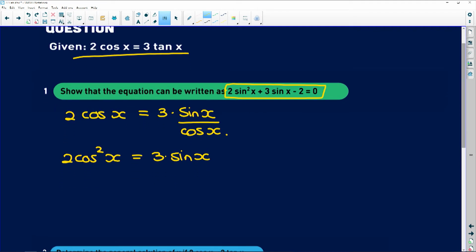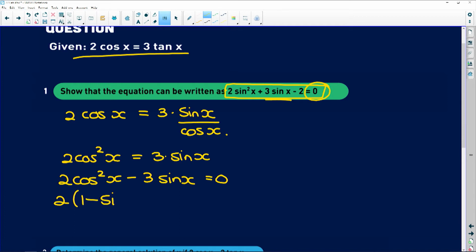Now, they give you a hint. We need to show that something is equal to 0. So we need to get things to the other side. So if I subtract 3 sine of x from both sides, I get it equal to 0. Now, what is missing from what we're trying to get it to? We've got our 3 sine of x. We need to try and get everything else in terms of sine of x. Cos squared of x, guys. Remember, cos squared plus sine squared is 1. So cos squared is equal to 1 minus sine squared. Minus 3 sine x equal to 0.